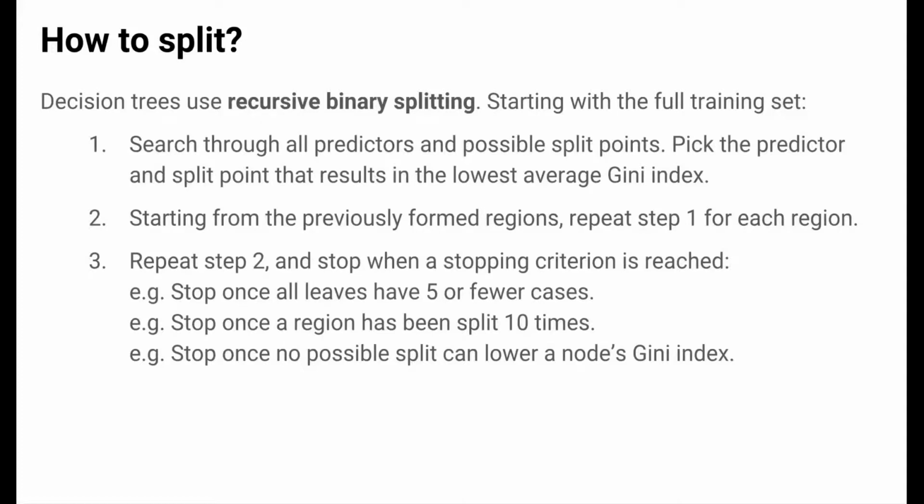This process is repeated over and over to continually split the data into more pure subsets according to the average Gini Index. We stop the splitting once some stopping criterion has been reached. Some examples of stopping criteria are as follows. Stop once all the leaves have less than a certain number of cases, or stop once a region has been split too many times, or stop when there's no possible split that can lower a node's Gini Index.